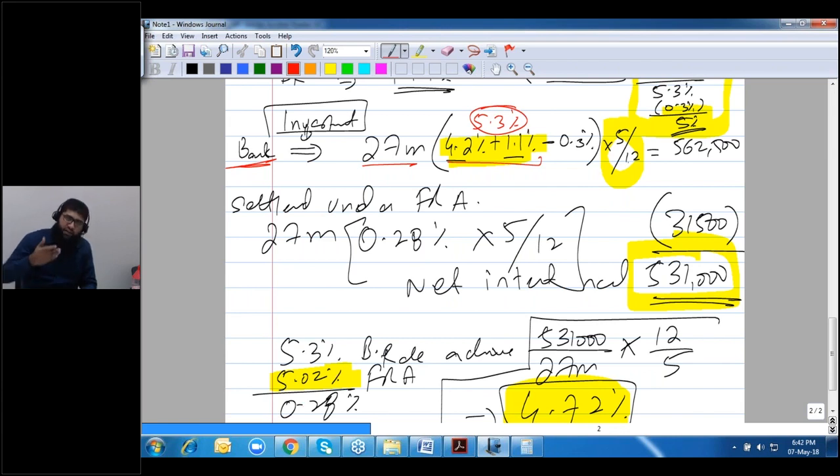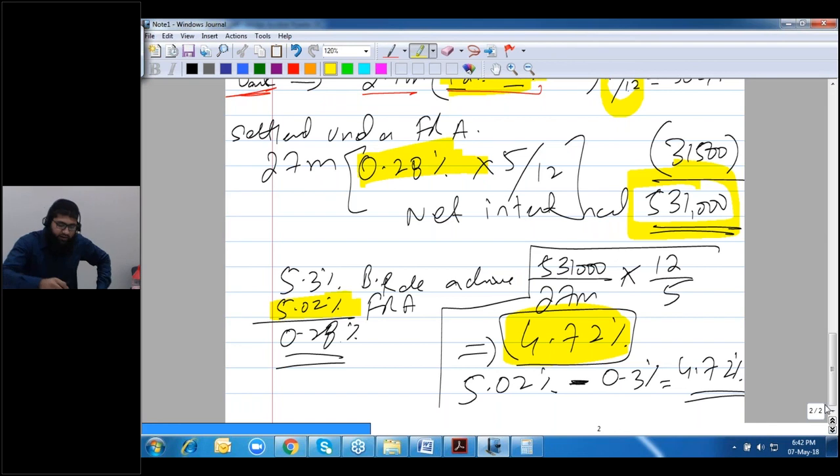So what we need to do is return this money back to the bank with whom we have entered into the FRA. We need to return them 0.28%. When we return 0.28% for a period of 5 months on a 27 million, this leads to 531,000. Now I've reconciled that this 531,000 equates to 4.72%.